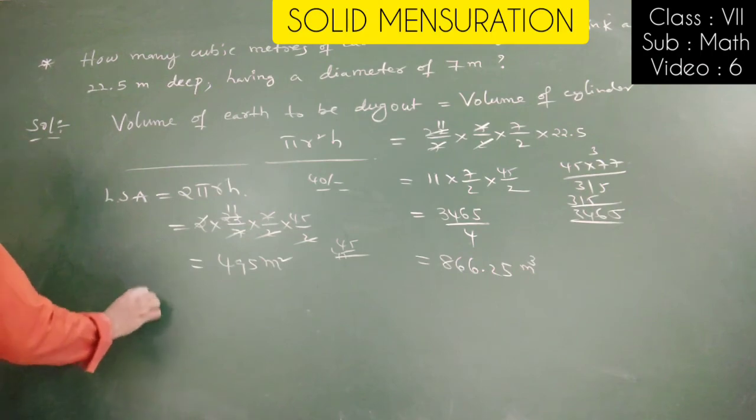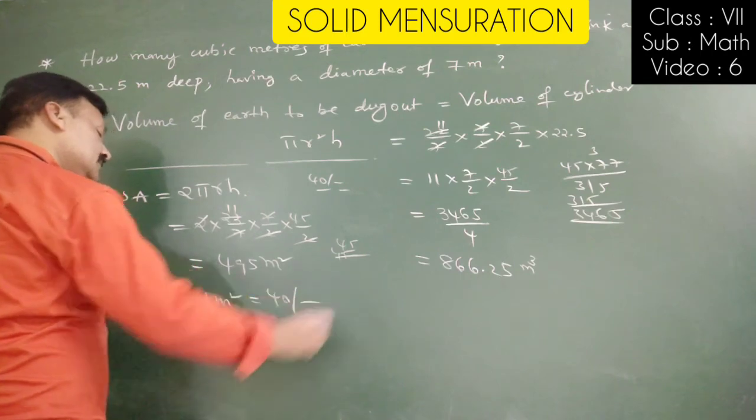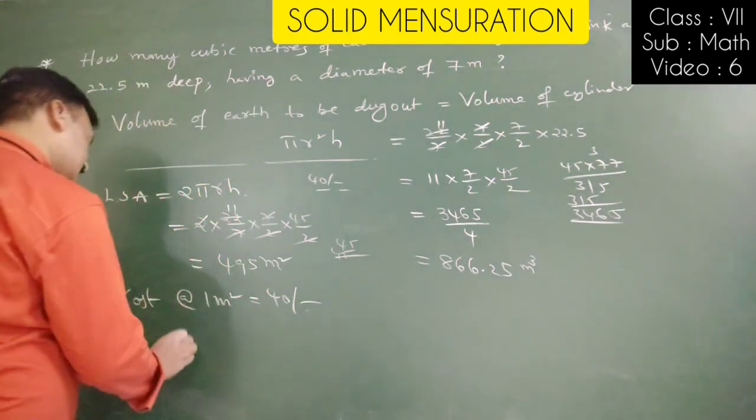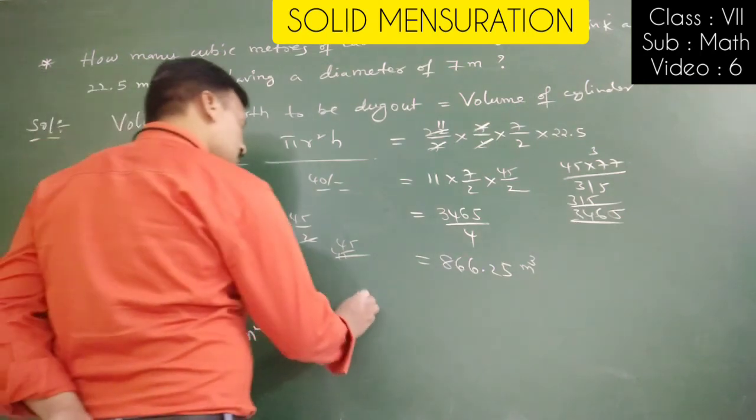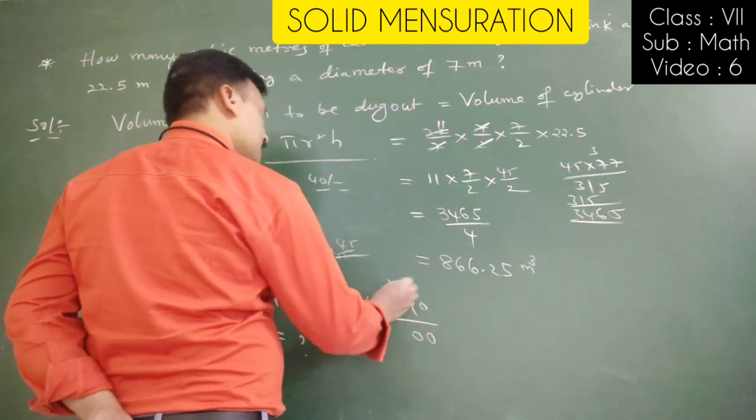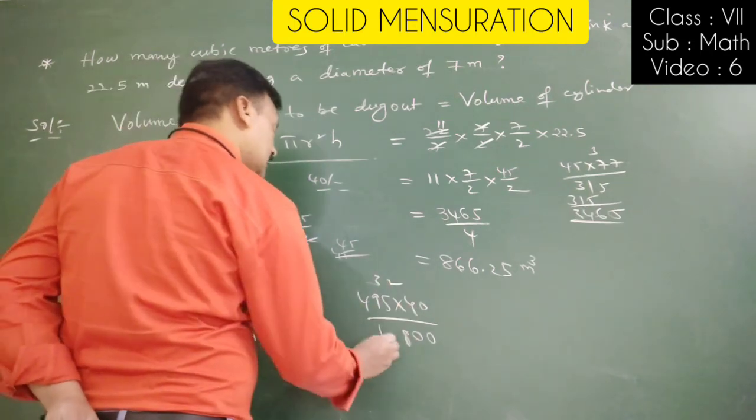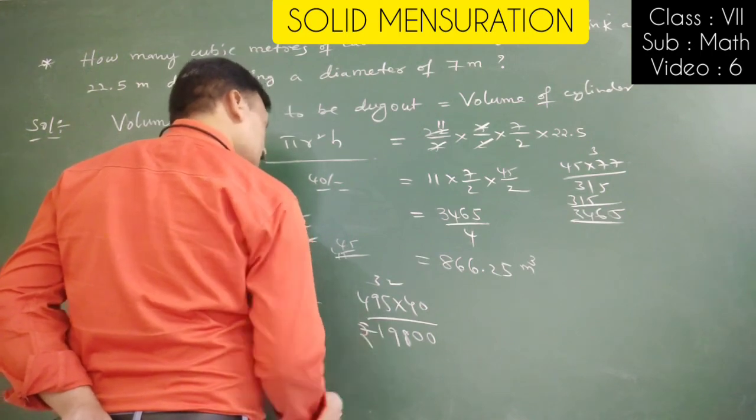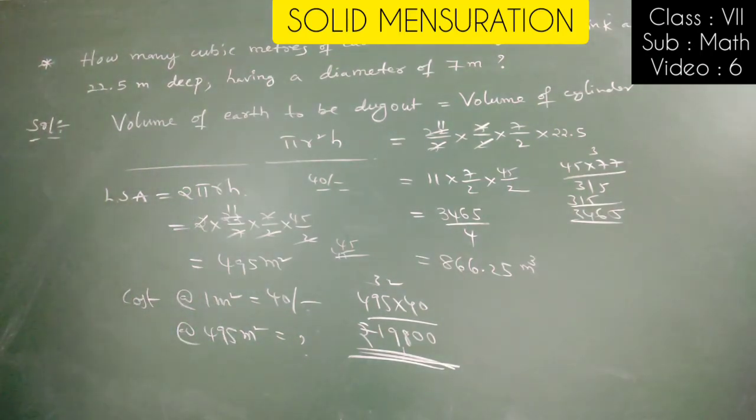Now we require the cost also. Cost at the rate of 1 meter square is 40. We require it for 495 meters square, at the rate of 40. That equals how much? 495 into 40. So it is rupees 19,800. Rupees 19,800 is required for plastering the inner walls.